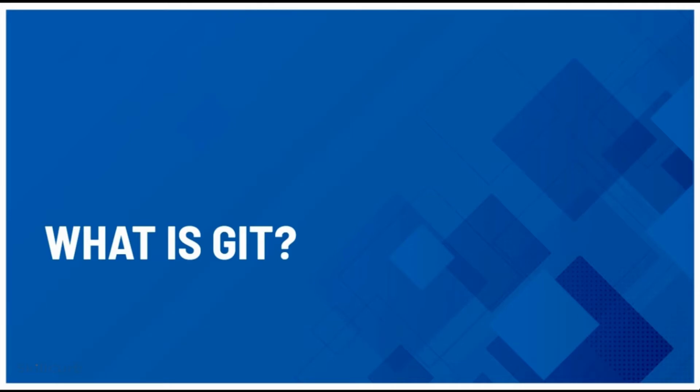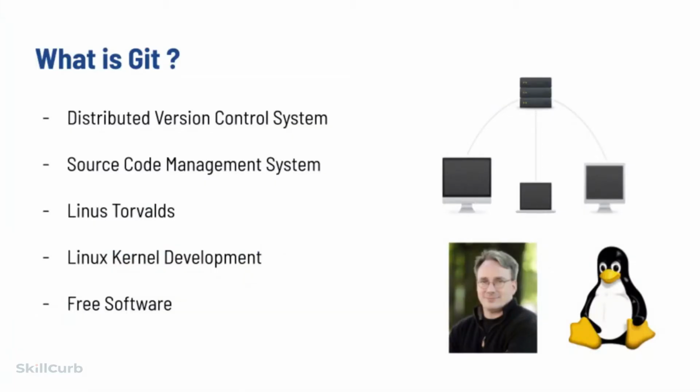In this lecture, we will see what Git is. Git is a software tool and is a distributed version control and source code management system with an emphasis on speed. Git was initially designed and developed by Linus Torvald for Linux kernel development. Git is a free software distributed under the terms of the General Public License version.